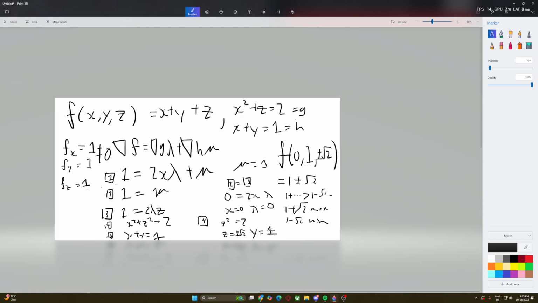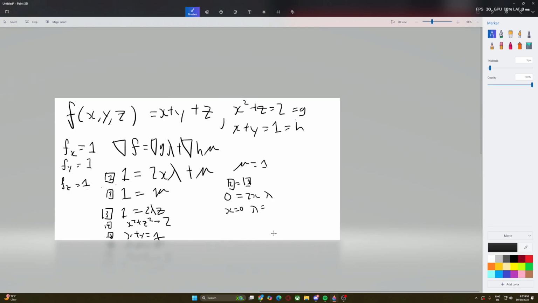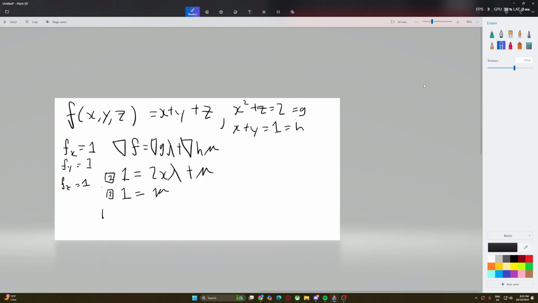Alright, I think we can do one more that shows a better way, or not better, but just a better understanding of it. Let's see what I was doing here.